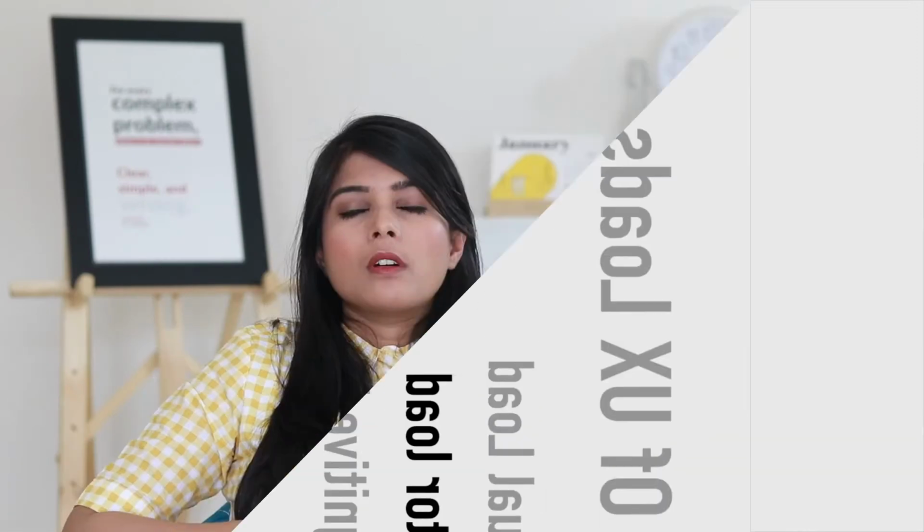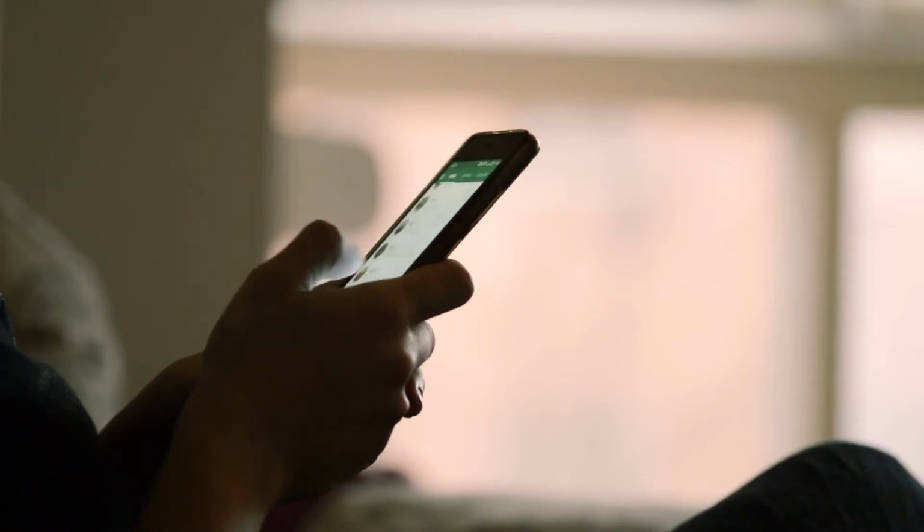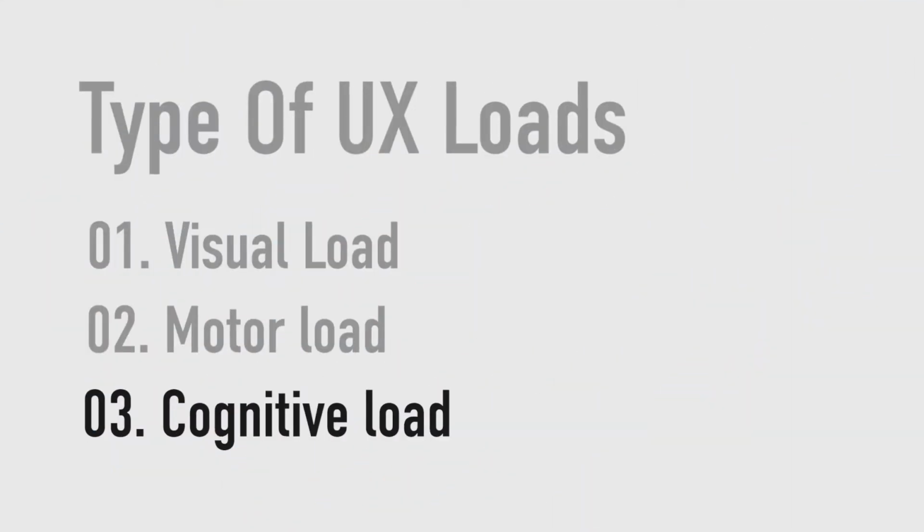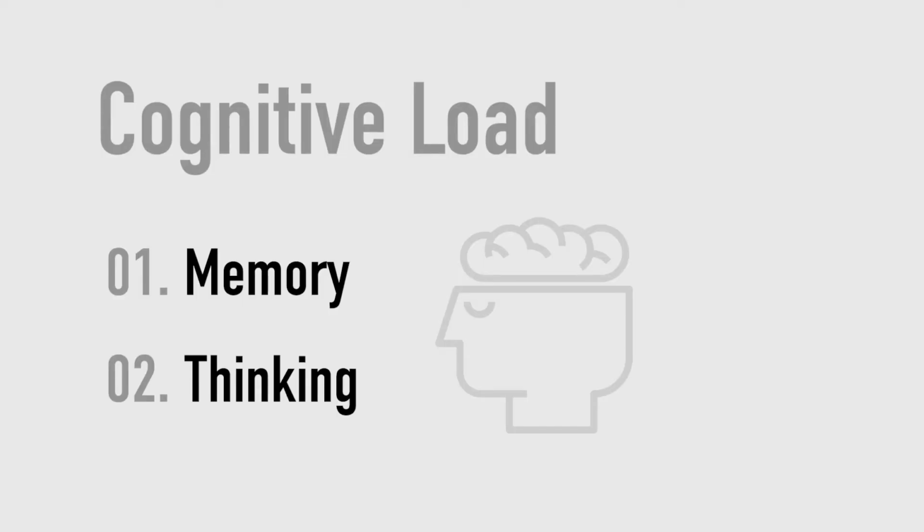Next is motor load. Motor load is associated with manual actions such as swiping, scrolling, clicking. So the click that we are discussing is a part of motor load. Next is cognitive load. Cognitive load is associated with 2 things: memory and thinking. It is the mental effort required to process and store a new set of information. Cognitive overload happens when you receive so much information that your brain requires extra effort to process it, which sometimes leads to frustration and compromised decision making.